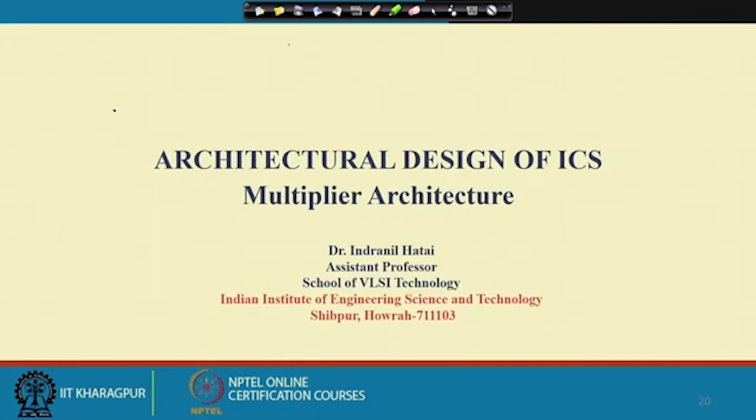So, welcome back to the course on architectural design of ICs. So, we are seeing different multiplier architectures. In the last class we have seen that the array multiplier architecture is also there. That is also based on the fundamentals of shift and add. Okay. So, there are different types of array multiplication.